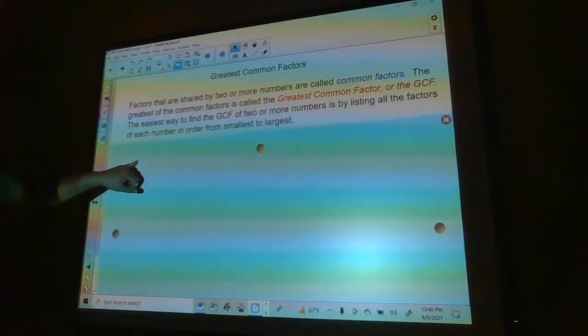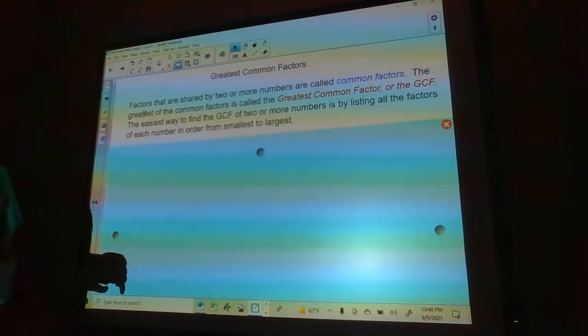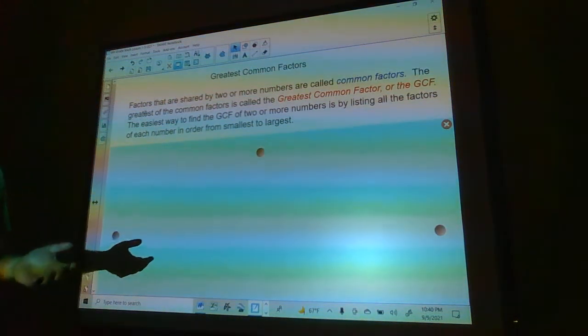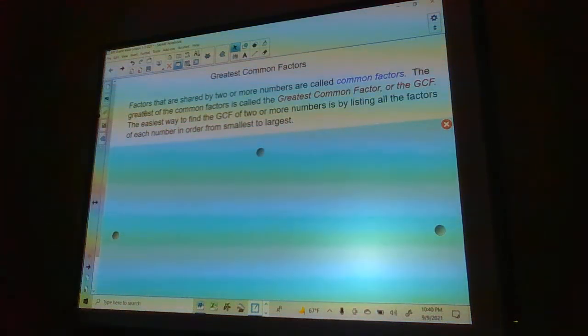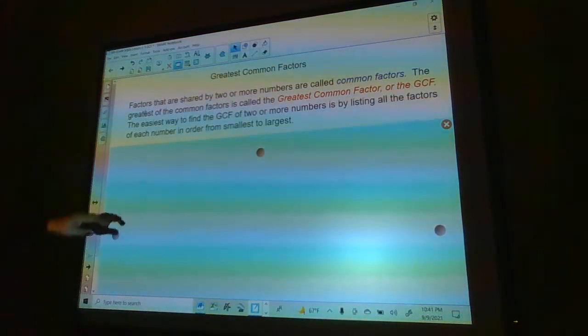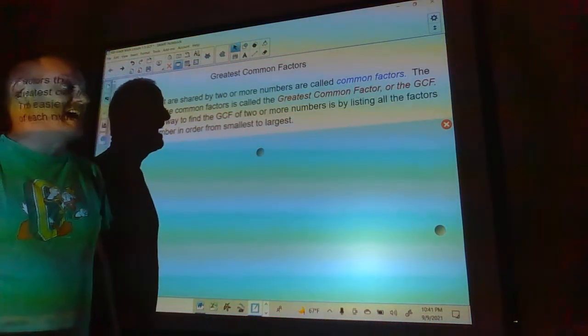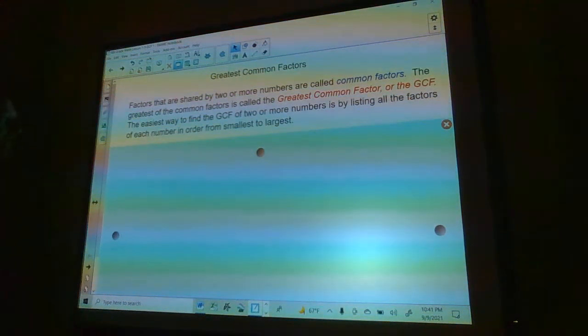Okay, so remember, factors are numbers that divide evenly into another number. So like 2 and 3 are factors of 6 because 2 times 3 is 6. Okay, factors that are shared by 2 or more numbers are called common factors. So the greatest of the common factors is called the greatest common factor, or the GCF. So when you see GCF, that means the greatest common factor.